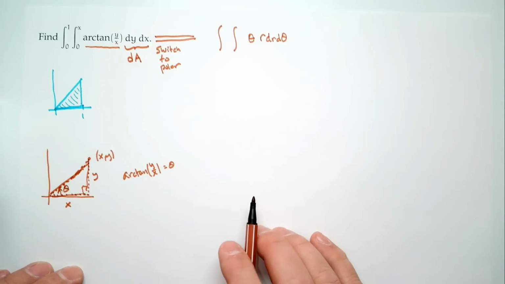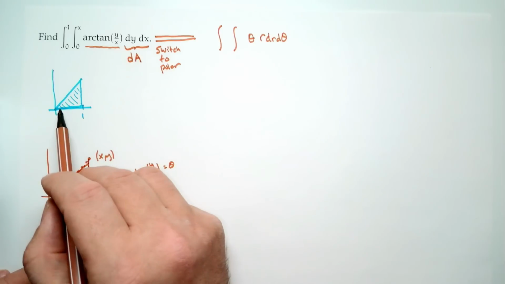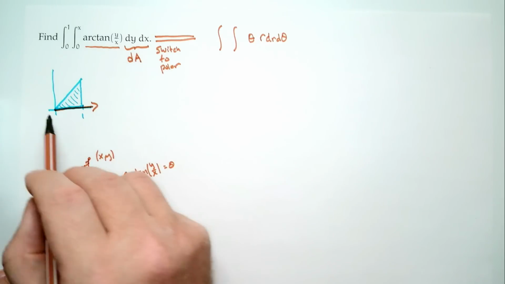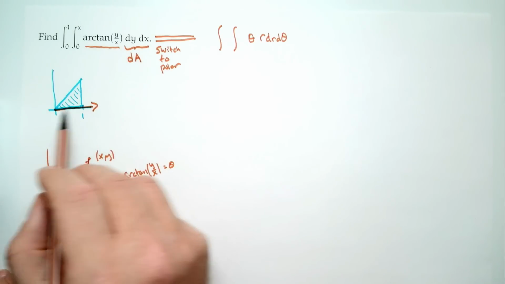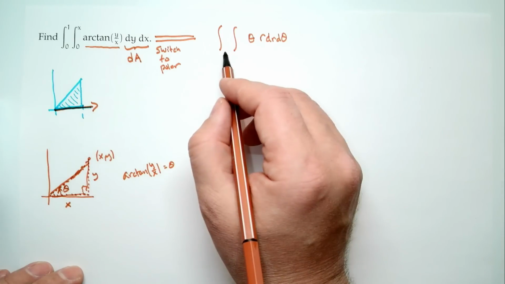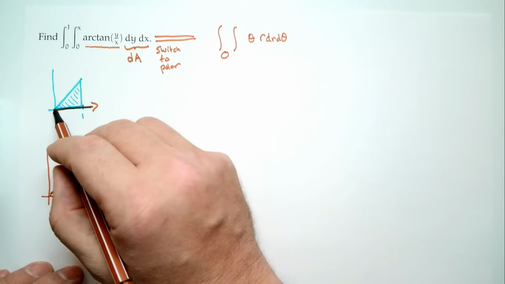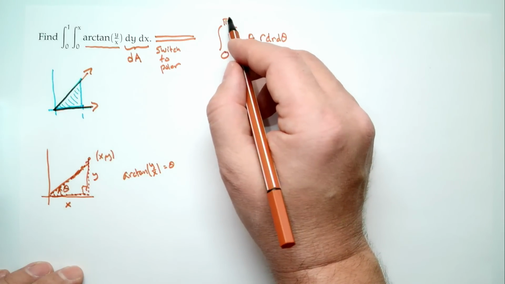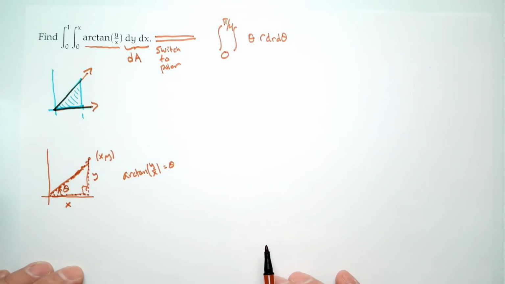Now we've got to talk about the angles. Well, look at our region. Which angle do we start at? Which angle is this, positive x? 0. Which angle do I end at? Pi over 4. Yeah. It's following the line y equals x.